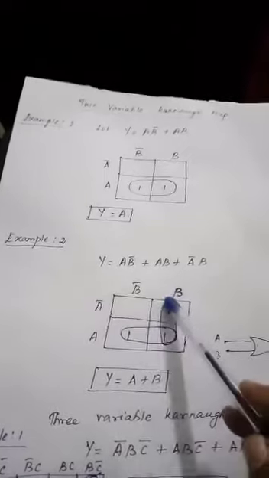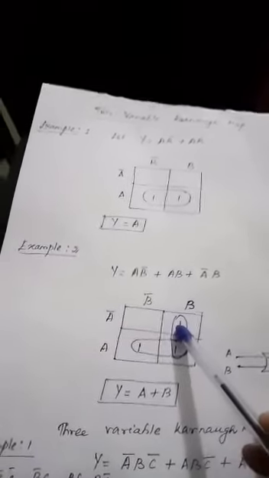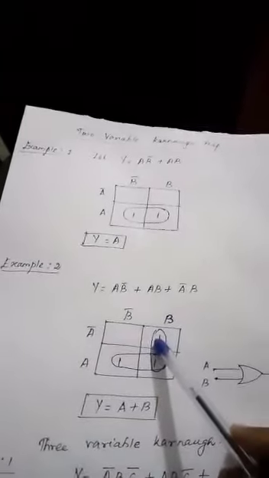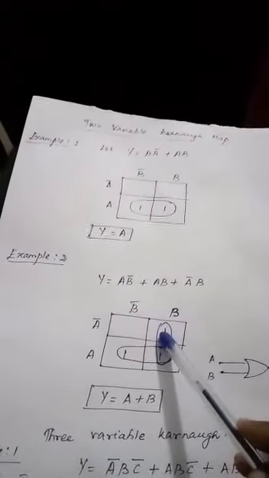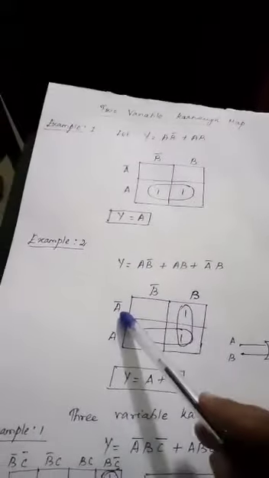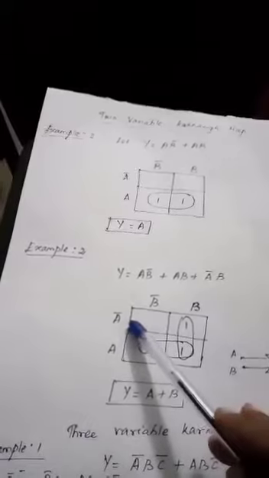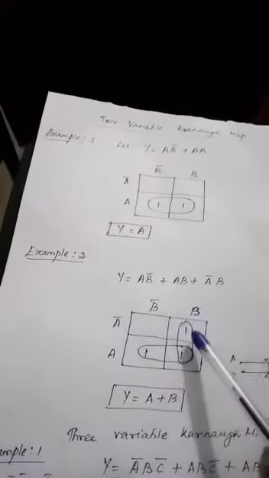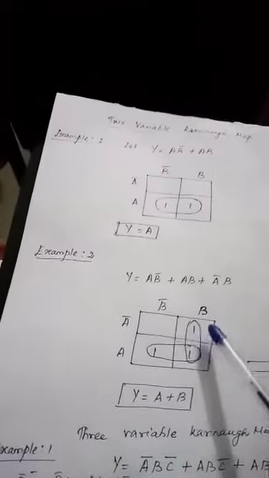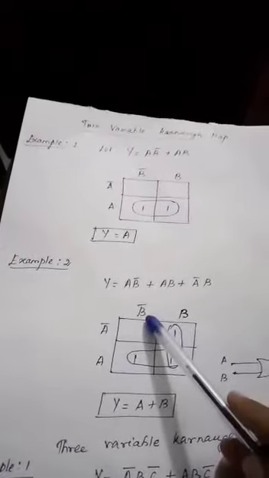So for this we put 1 here, and the third term is A bar B. For this A bar B, we put 1 here. Once again, for A B bar, here is A and here is B bar, so we put 1 here.